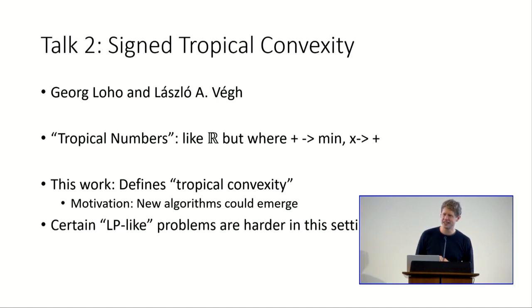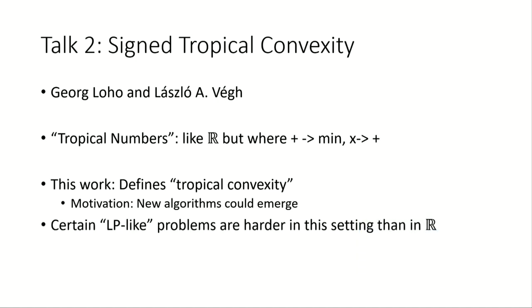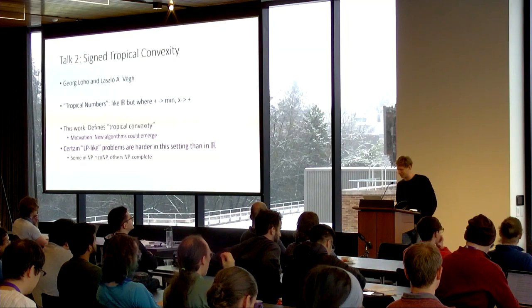And they also discuss the complexity of certain linear programming-like problems in this setting that end up having different complexities than over the real numbers. Some of them end up being NP-complete, some of them are in NP intersect co-NP, but there's a rich complexity and mathematical theory to describe about tropical convexity.